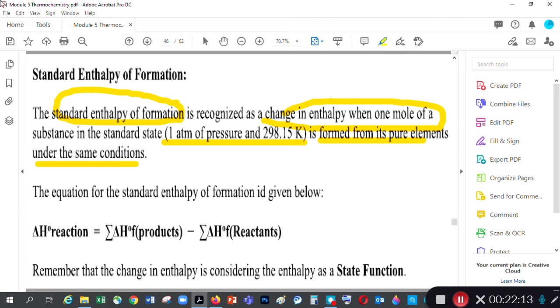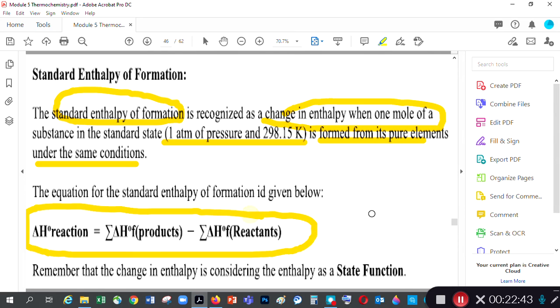So that's the definition. It has to be standard condition, 1 atm, 25 degrees Celsius or 298 Kelvin, and it comes from using 1 mole from its pure element under the same condition. Let's look at the equation for this, and you have to really recognize this. Maybe put it in a flashcard and review it on and off.